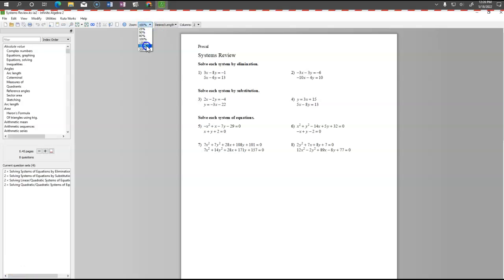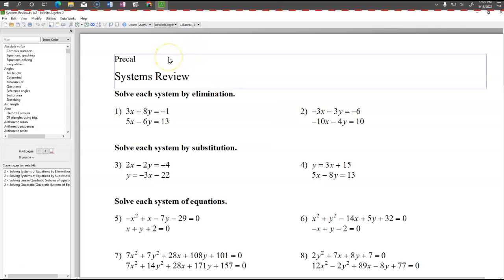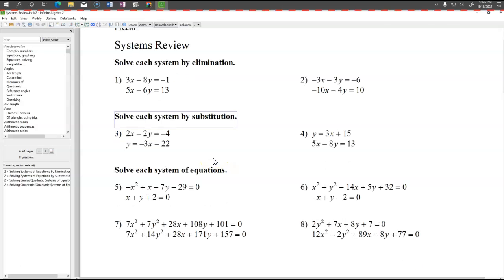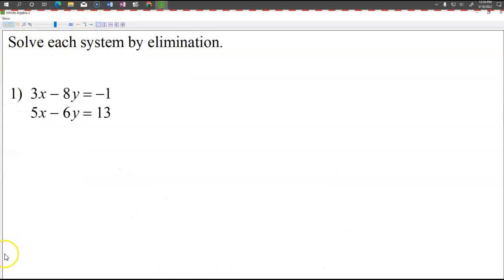Alright guys, in this review lesson we're going to be talking about solving systems of equations using two different strategies. We have the elimination method, which you see here as number 1 and 2, the substitution method, which is numbers 3 and 4, and then we're going to extend those learning strategies to apply them to more complicated equations. So that's our objective, and let's go ahead and begin here with number 1.